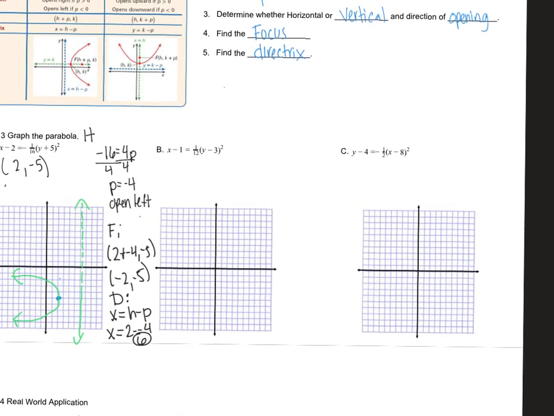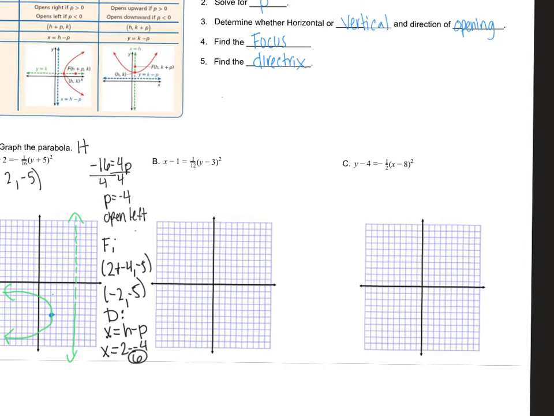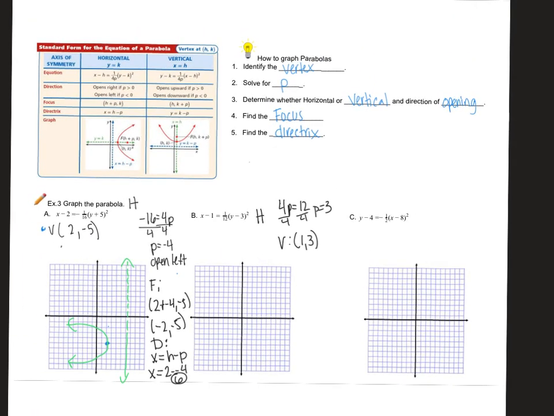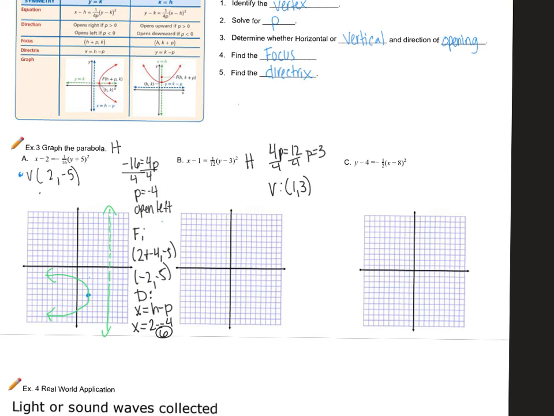Alright, so for example B, my vertex, x minus 1. Alright, so this is still in the form of a horizontal because the y is not first, the x is first. So my vertex is going to be at 1, 3. Let's go ahead and find the value of p. So 4p equals 12. We divide by 4. P equals 3. So because p is positive, looking back, we're going to open to the right.